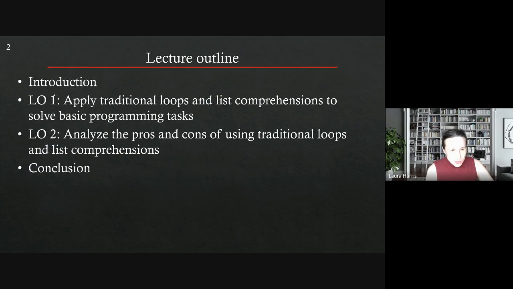So here is a brief lecture outline so you know what we will be covering today. I'll give a brief introduction, and then we will achieve two learning objectives. First, we will apply traditional loops and list comprehensions to solve basic programming tasks. Then we will analyze the pros and cons of using traditional loops and list comprehensions. And then we'll end with a conclusion.